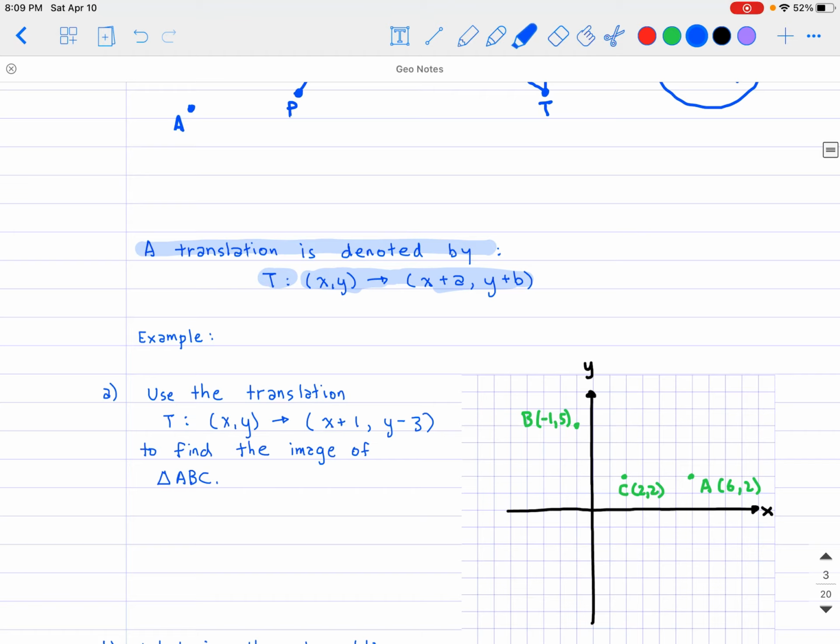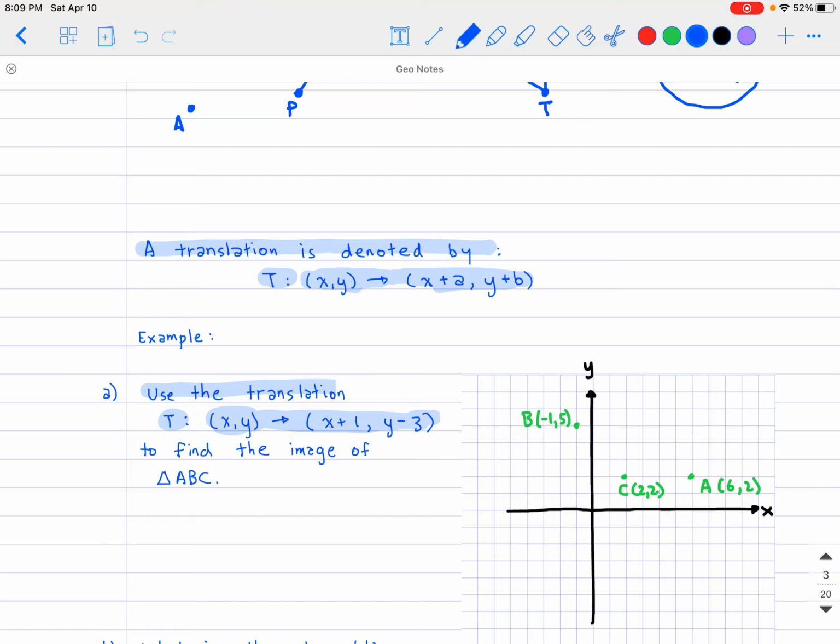Note that on the right-hand side, once again, we're going to use the same set of points as last time, but this time we're going to use translation on it to see how this works out. So in part A, I want to use the following translation. T is going to be the name of the translation, kind of like saying f of x. T for translation, more specifically. I want to take any point and translate it so that x becomes x plus 1 and y becomes y minus 3, to find the image of ABC.